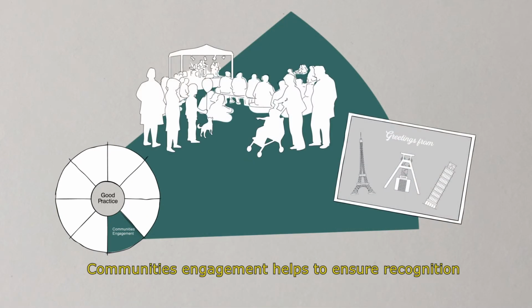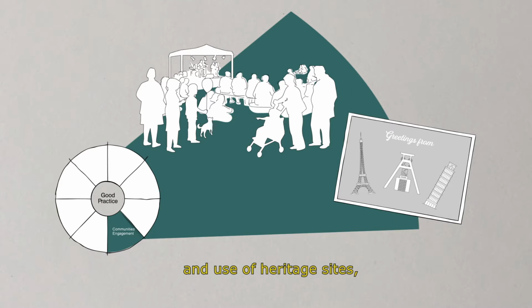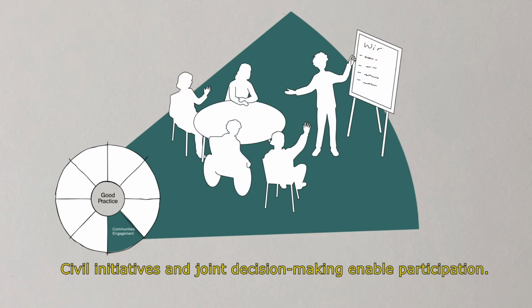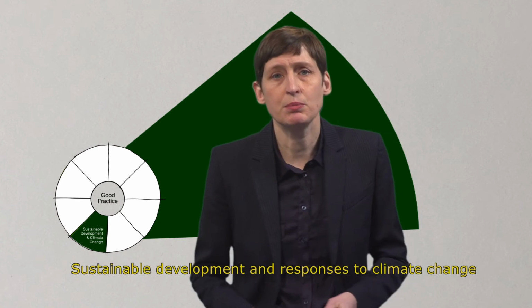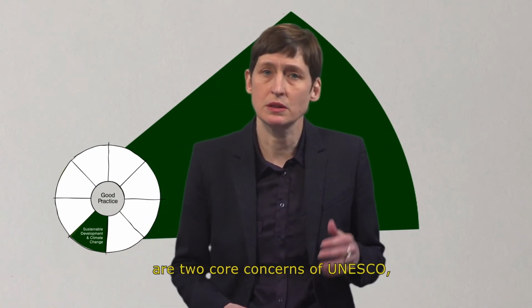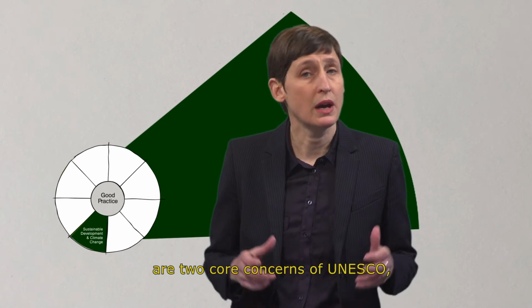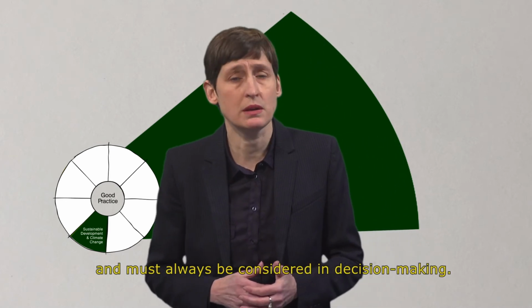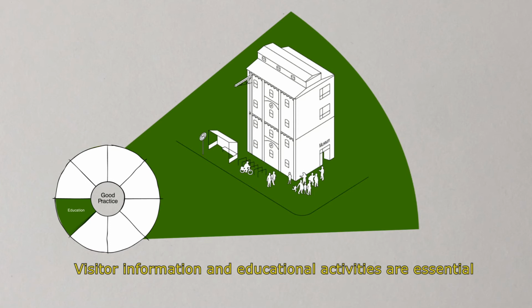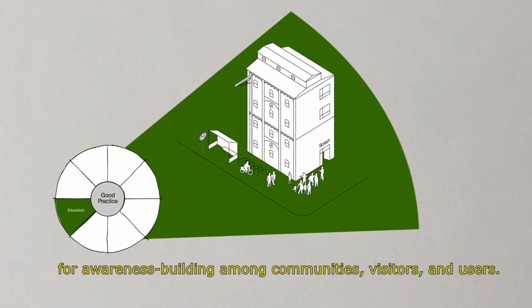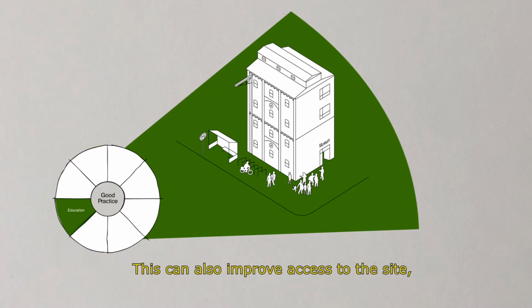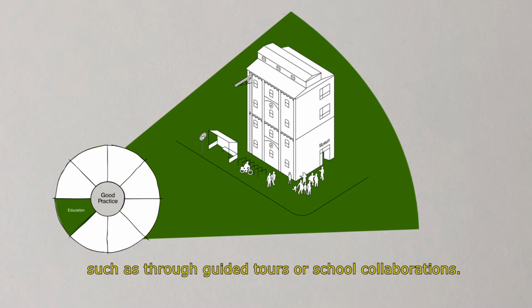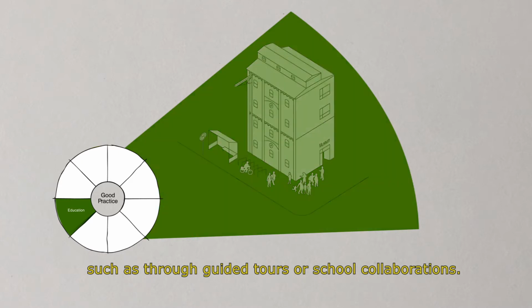Communities' engagement helps to ensure recognition and use of heritage sites and can contribute to community empowerment. Civil initiatives and joint decision-making enable participation. Sustainable development and responses to climate change are two core concerns of UNESCO and must always be considered in decision-making. Visitor information and educational activities are essential for awareness building among communities, visitors and users. This can also improve access to the site, such as through guided tours or school collaborations.